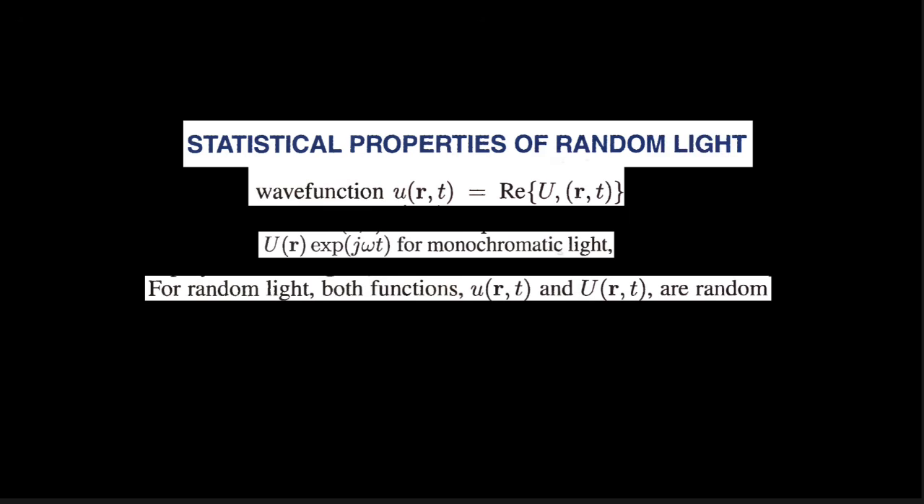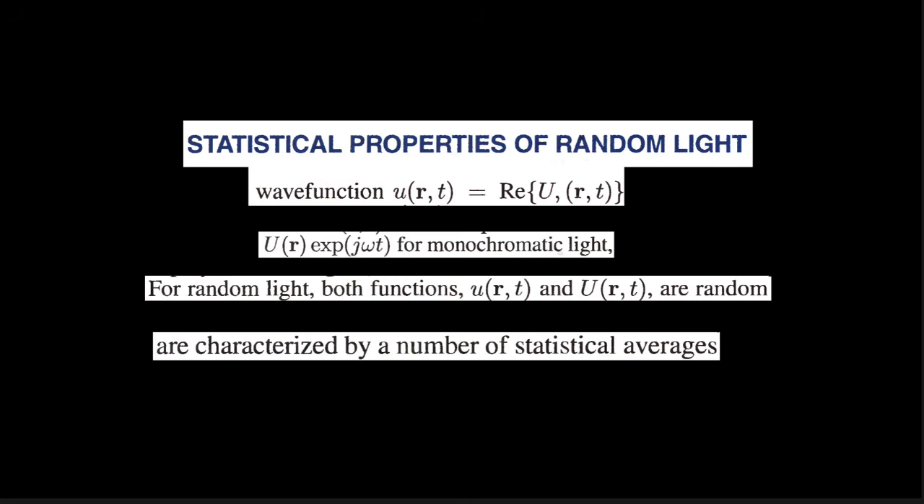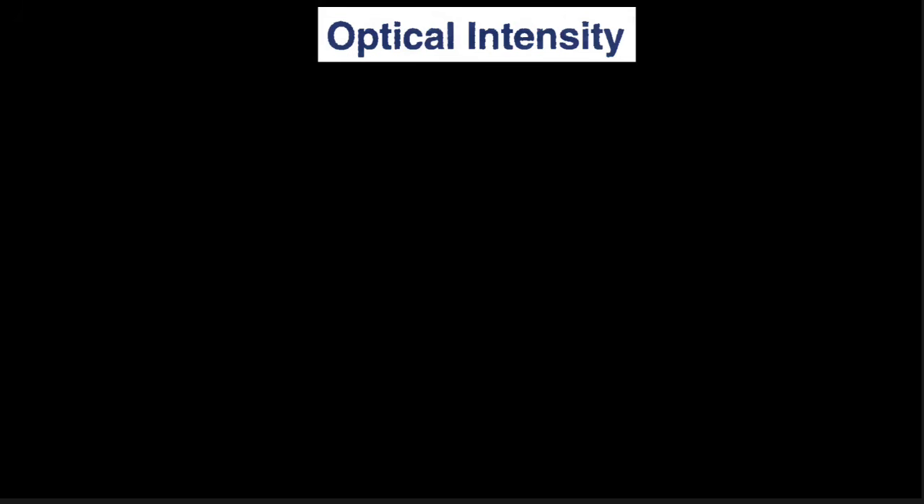Unlike the conventional light sources, for the random light, both the small u and the capital U are random in nature. And this is a crucial aspect which you have to keep in your mind while studying the statistical properties of random light. And these parameters, capital U and small u, are characterized by a number of statistical averages, and those averages are of interest. One of the important averages you're going to study is the optical intensity.